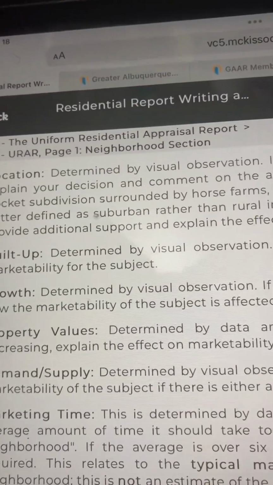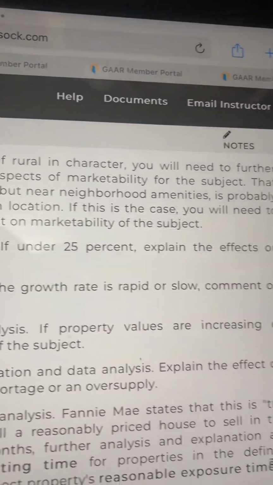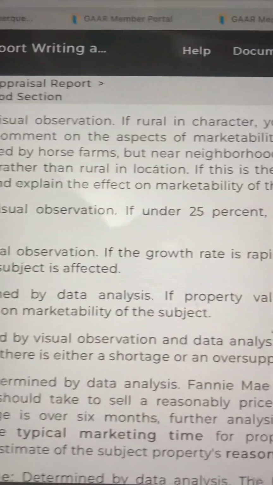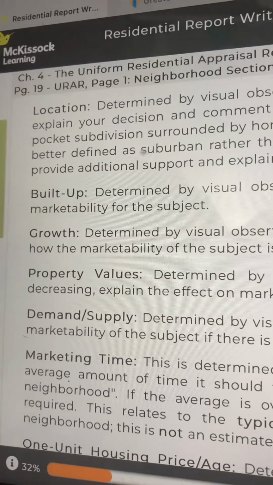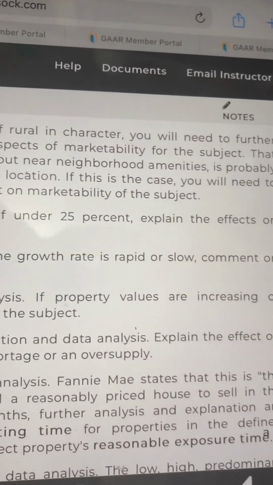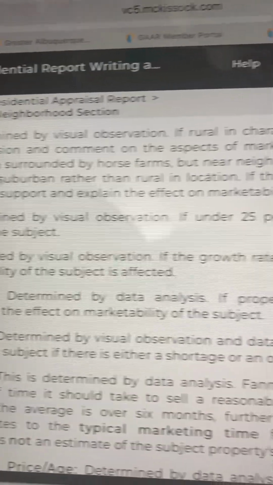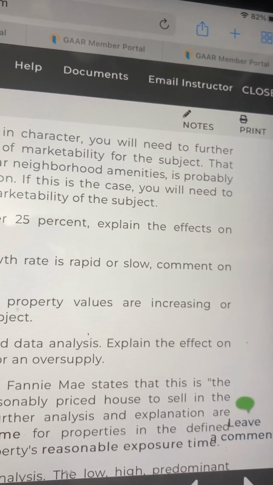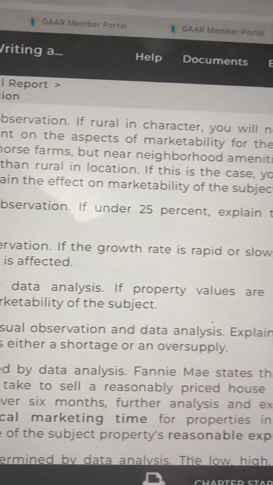Location. Determined by visual observation, if rural in character, you will need to further explain your decision and comment on the aspects of marketability for the subject. That pocket subdivision surrounded by horse farms but near neighborhood amenities is probably better defined as suburban rather than rural in location. If this is the case, you will need to provide additional support and explain the effect on marketability of the subject.